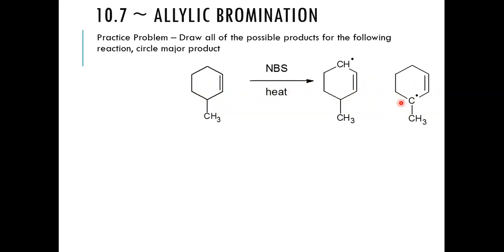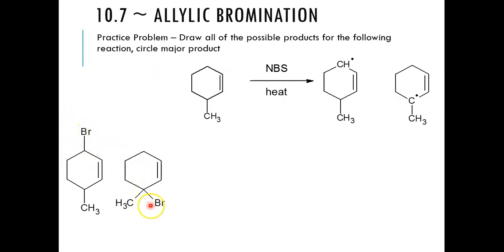So the products that would form from these would be this one, so our bromine at that top position, or this one, our bromine at that lower position. But because we have an allylic radical, one of the first things we talked about is that they can be resonance stabilized. So we need to look at what these two structures look like after they go through resonance.